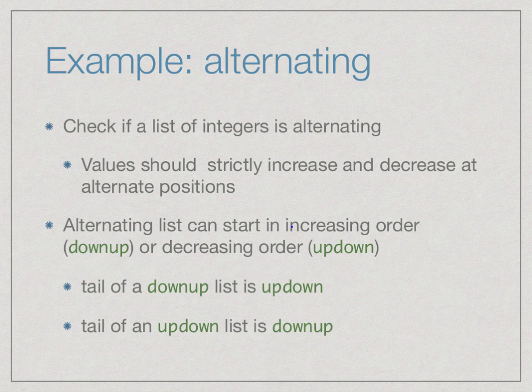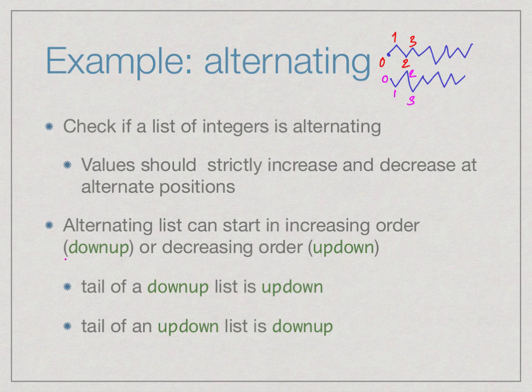So here is a more interesting version of the previous thing. Supposing I want to check that the list either looks like this, that is the values keep going up and down, or it looks like this, the values keep going down and up. So we want to check if a list of integers is alternating, so the values should strictly increase and decrease at alternate positions. As we have seen, there are 2 possibilities. It could start strictly increasing, so this is position 0, then position 1 is bigger, then position 2 smaller, 3 is bigger, and so on, or it could be the other way around. At position 1 it goes down, and at 2 it goes up, at 3 it goes down, and so on. So let us look at the second case.